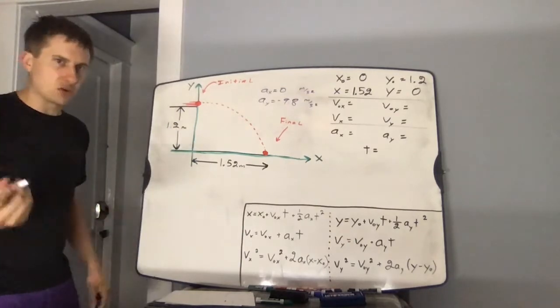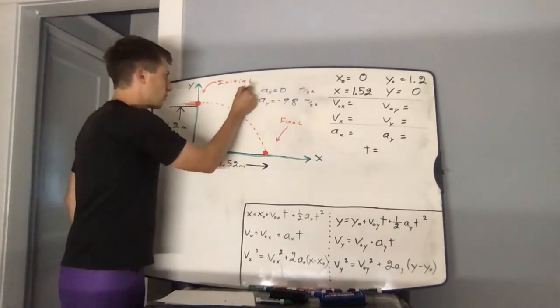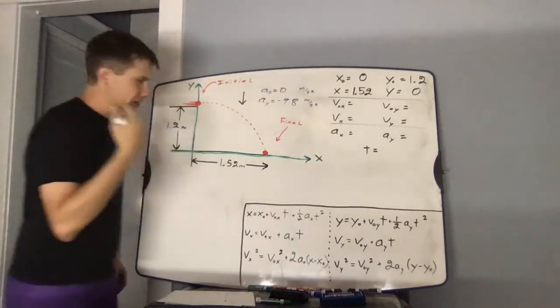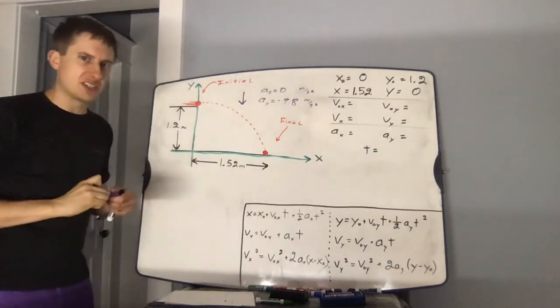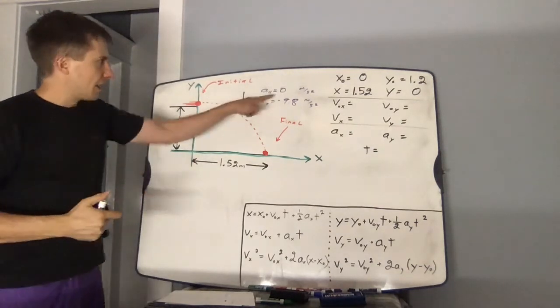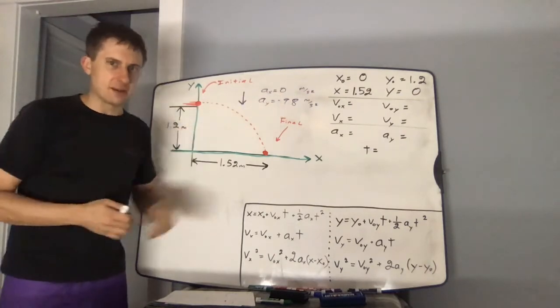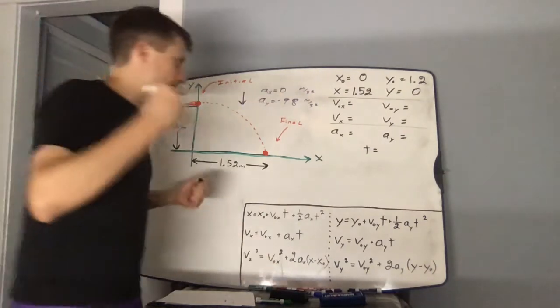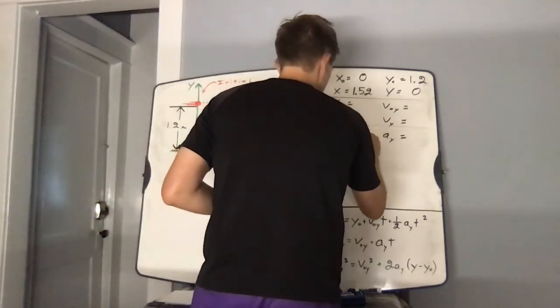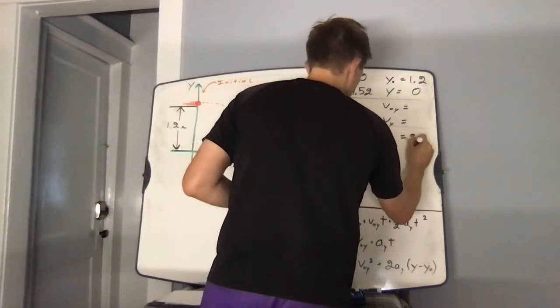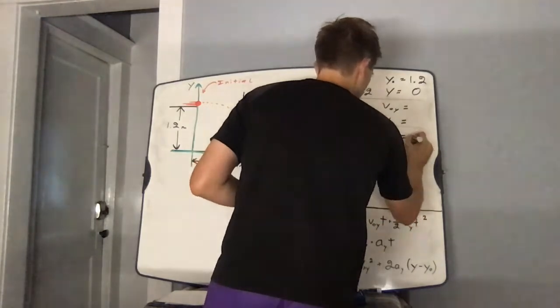Well, we know acceleration is always downward, and because we are ignoring air resistance in this problem, acceleration in the horizontal is 0, acceleration in the vertical is negative 9.8. So I could write a x is equal to 0, a y is equal to negative 9.8.